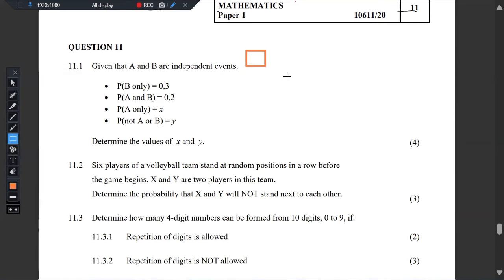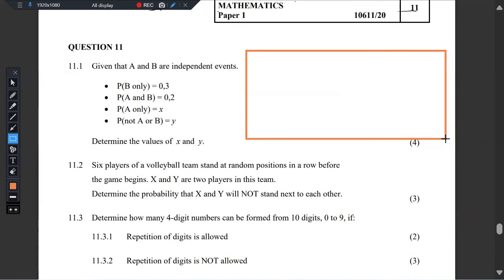Okay, so now we are here. Given that A and B are independent events, so it's important that you note independent events. Now, P of B only is 0.3. P of A and B, the intersection, is 0.2. P of A only is x, and then P of not A or B. So this one, that means it is outside the events.